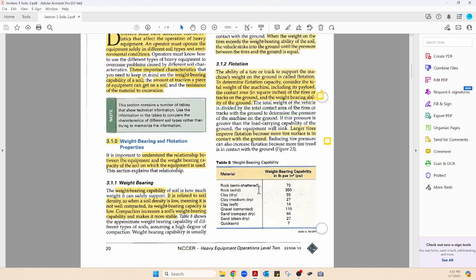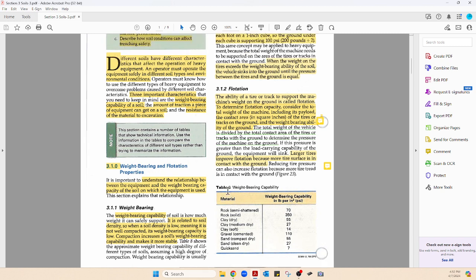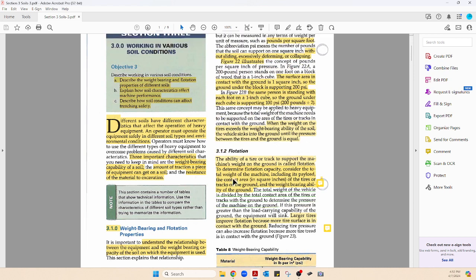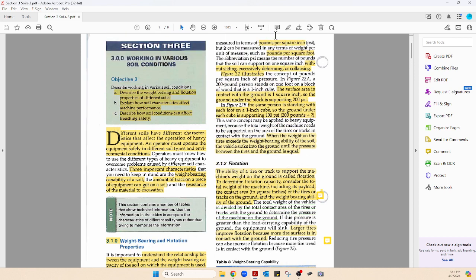So let's see, pages are kind of hard to navigate. Weight bearing capability is usually measured in terms of pounds per square inch, PSI, but it can be measured in any terms of weight per unit of measure, such as pounds per square foot. The abbreviation PSI means the number of pounds that the soil can support on 1 square inch without sliding, excessively deforming, that means sinking, or collapsing.